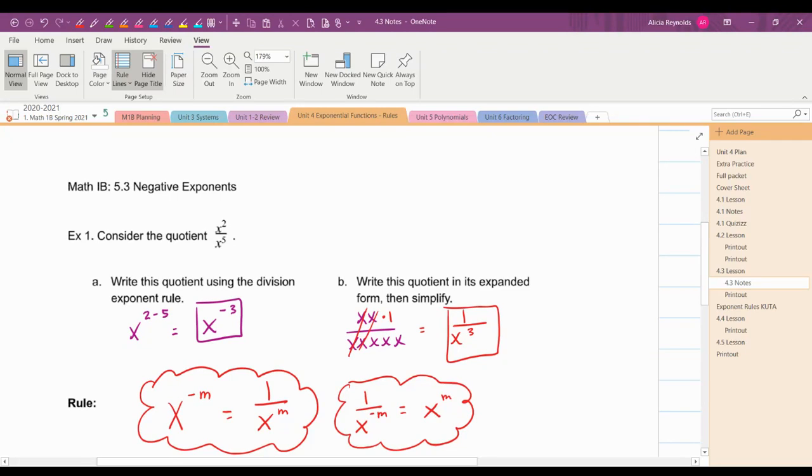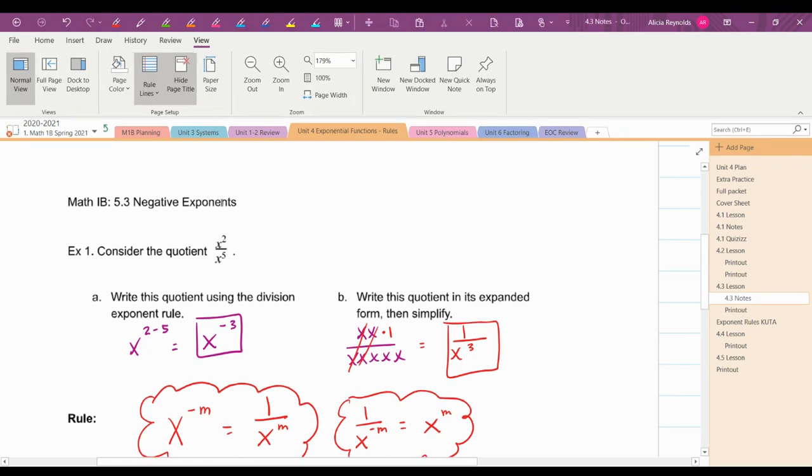This video is to review the lesson for exponent rules, reviewing negative exponents. This file has it listed as 5.3, but my notes are listed as 4.3 because I use this as Unit 4. These notes come from another teacher who used this with Unit 5, but the content is the same.